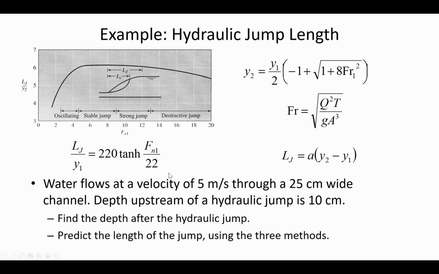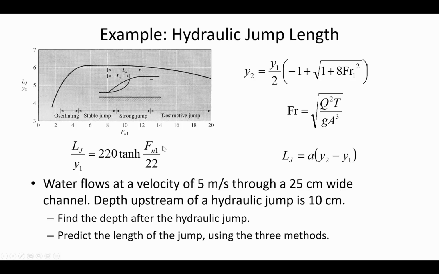So what we're told is that there is a channel that has a flow velocity of 5 meters per second, and it's 25 centimeters wide. So that's the width of the channel. And we have the depth upstream is 10 centimeters, and we want to know the depth downstream.